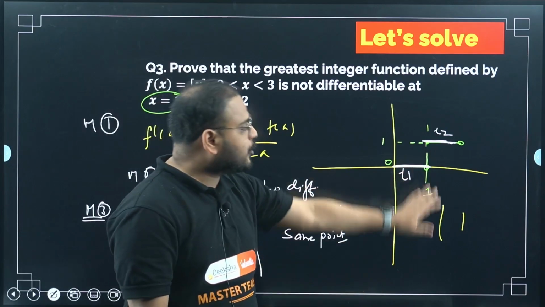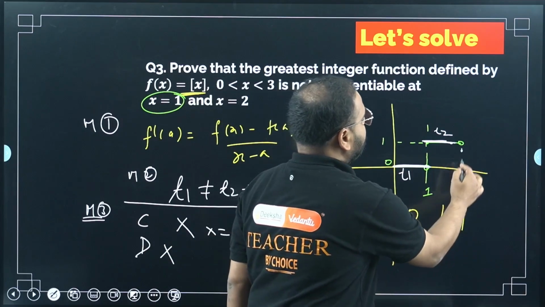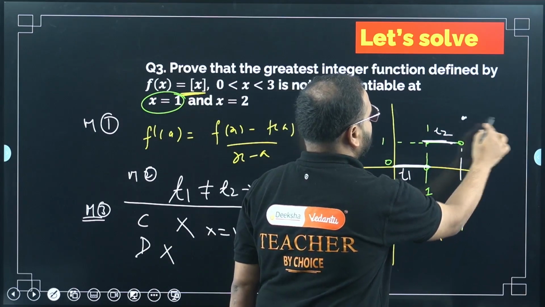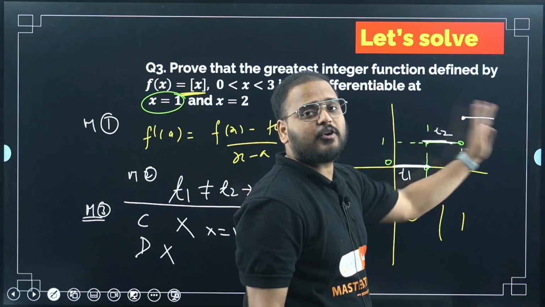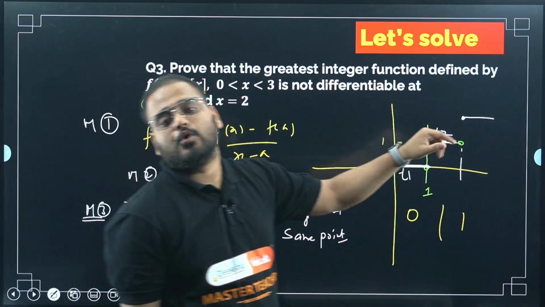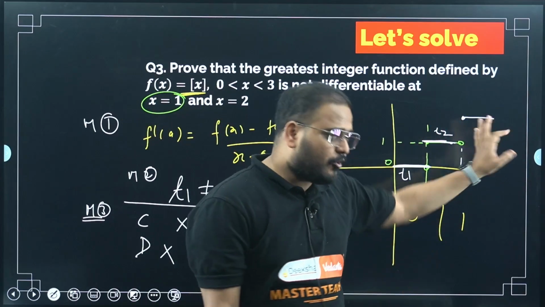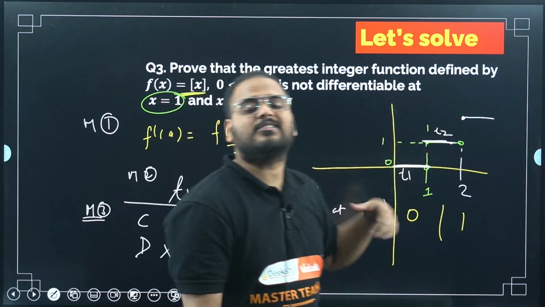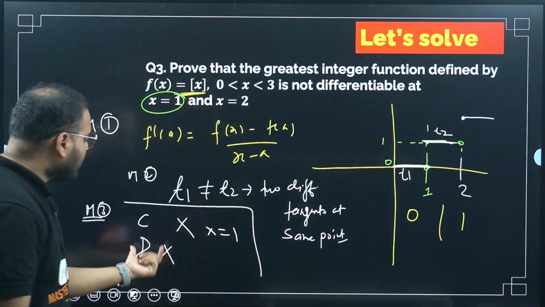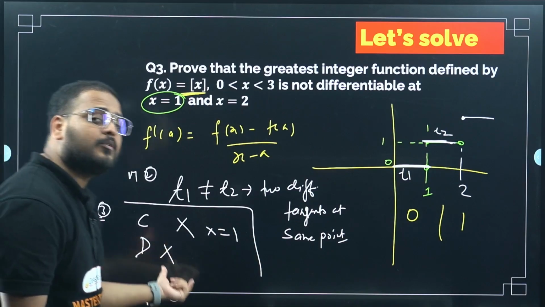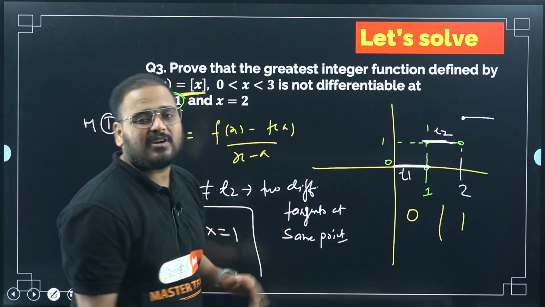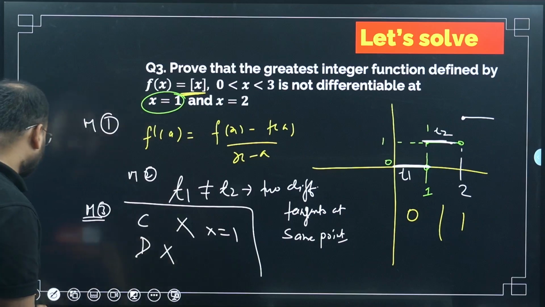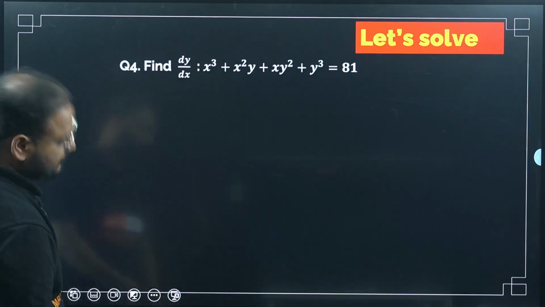Even at 2, what will happen? In the same way at 2, before 2 it will be 1, after 2 it will be 2. So the function is not continuous. The limit will not exist at the point x equals 2, and the function will not be continuous. If the function is not continuous, it will not be differentiable also. So at point 1 or 2, the function is not differentiable, sir. Moving on.